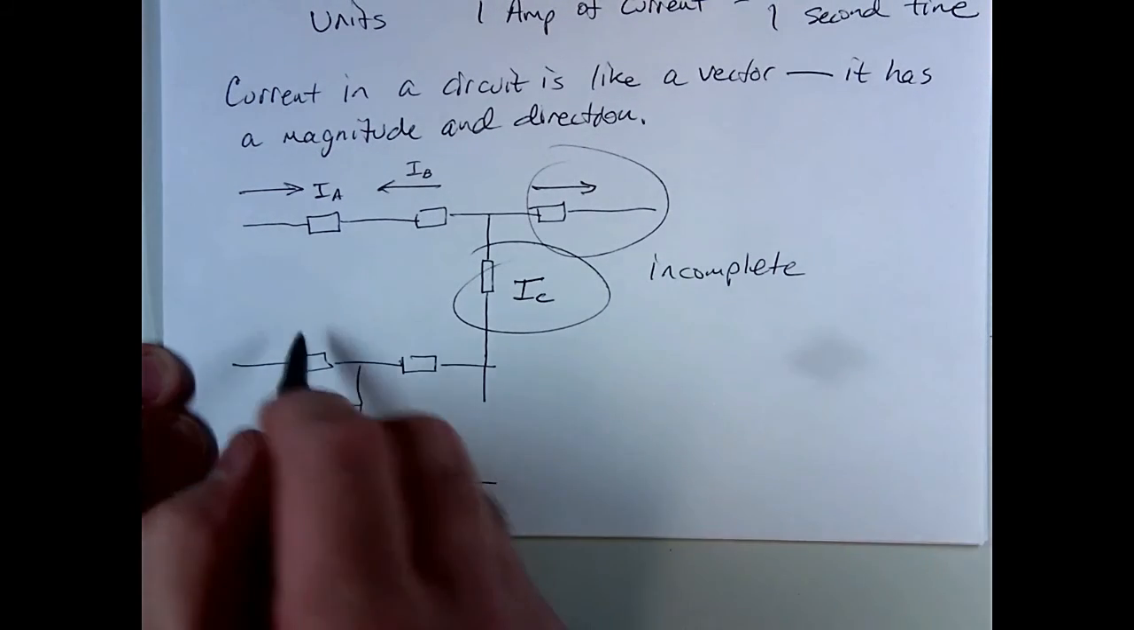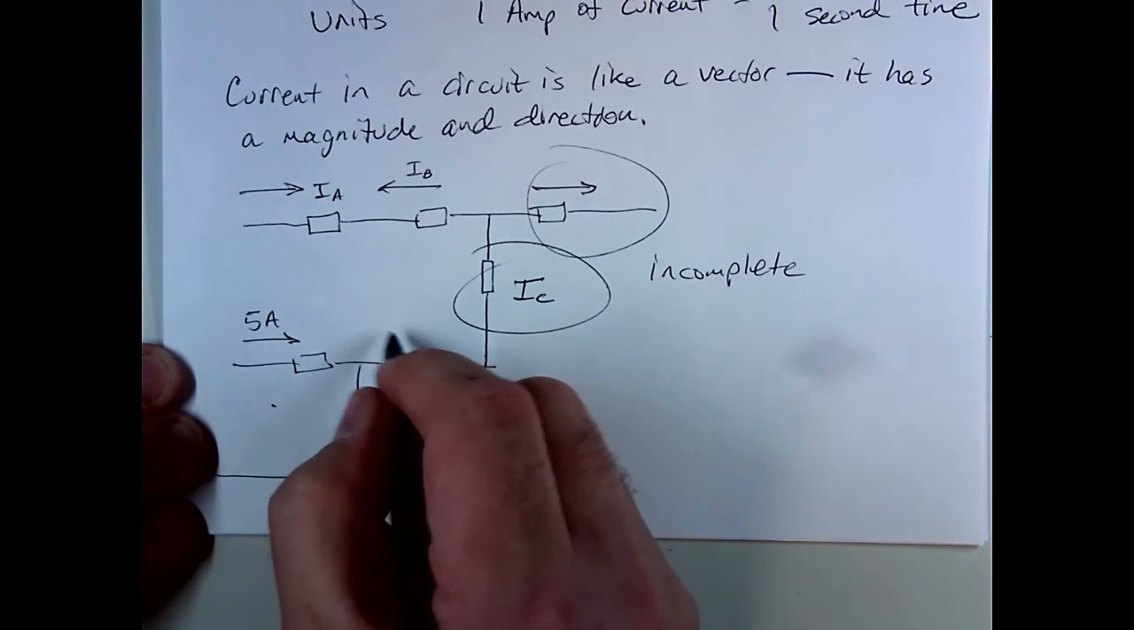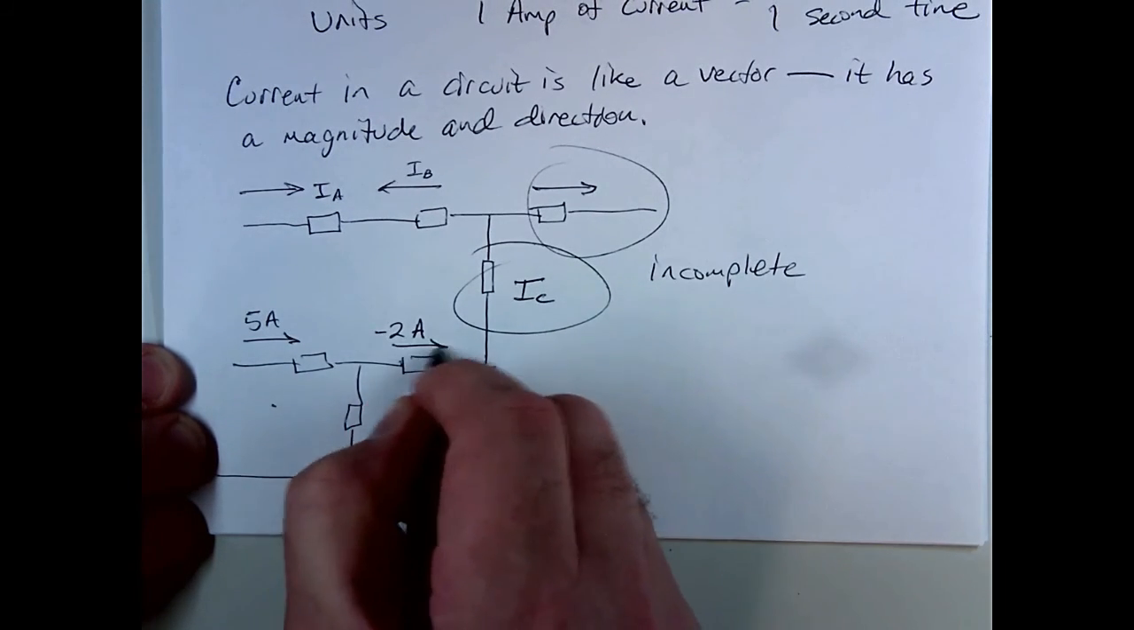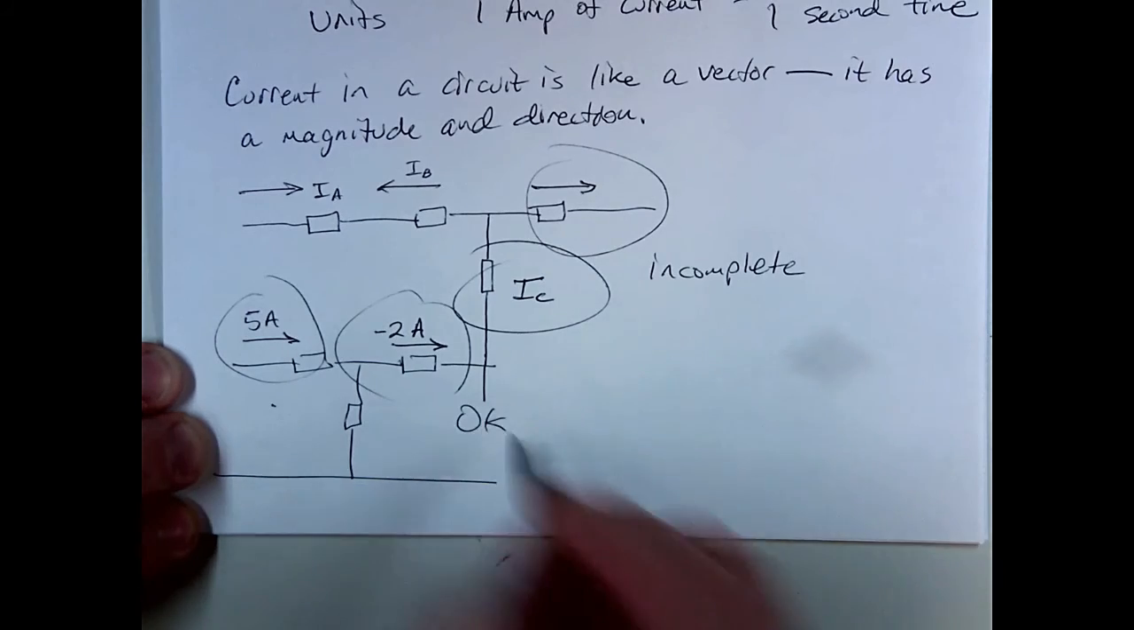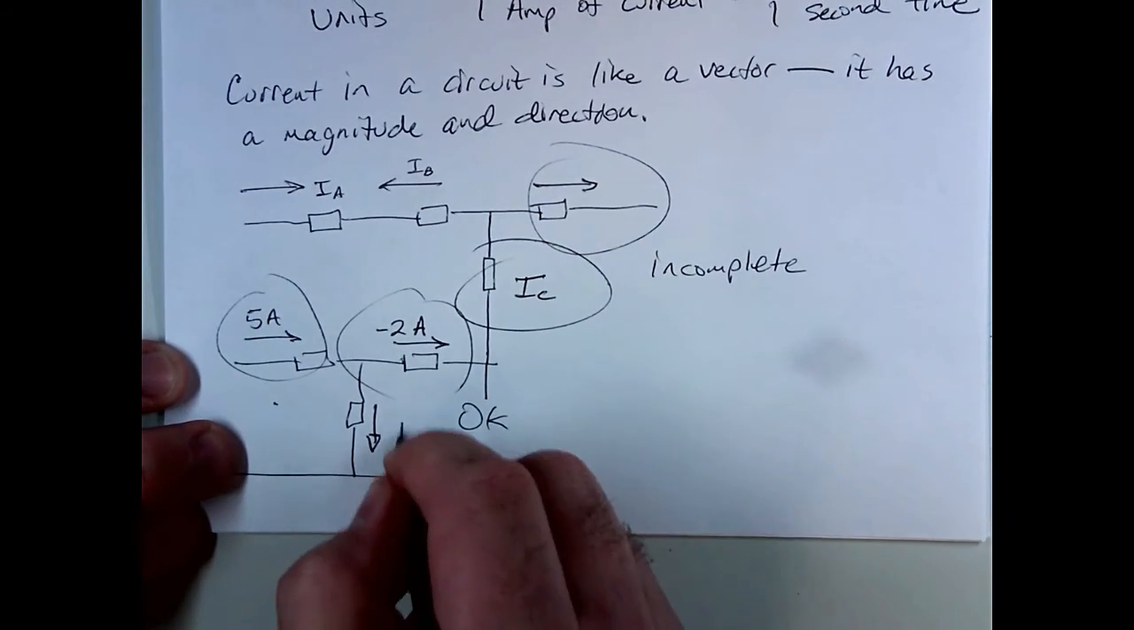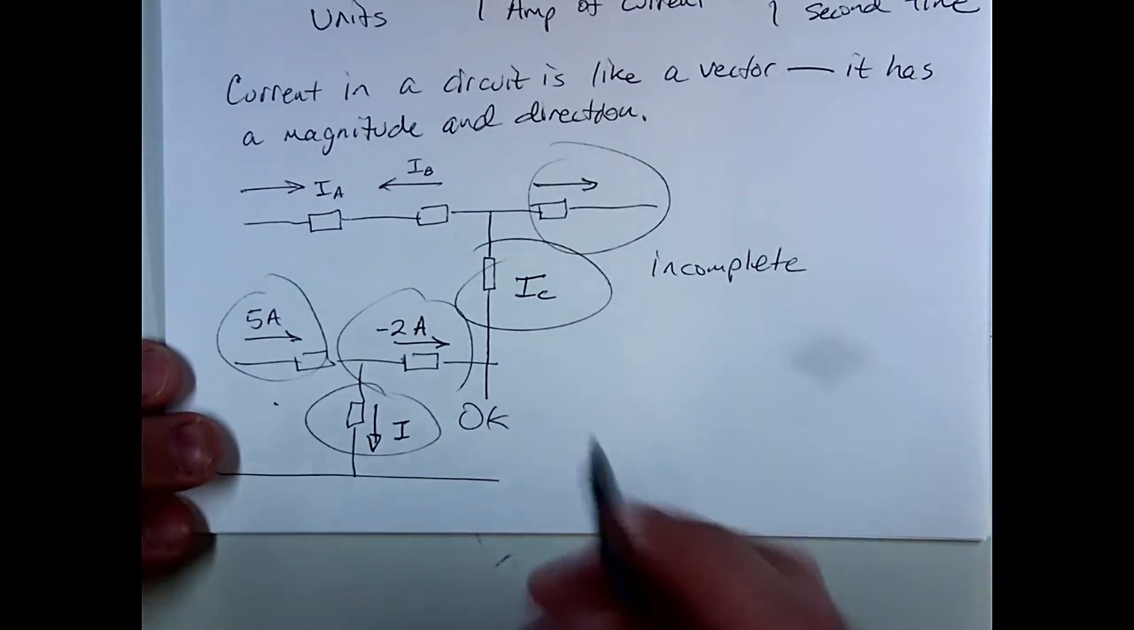So I could also have numbers. Instead of IA or IB or IC, I could have 5 amps, or I could have a negative number like negative 2 amps, or I could have just unknown current I that I would need to solve for as part of the problem. That's current.